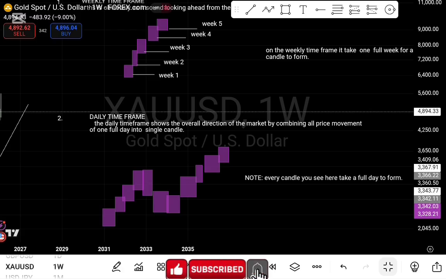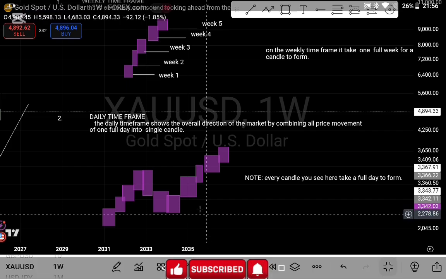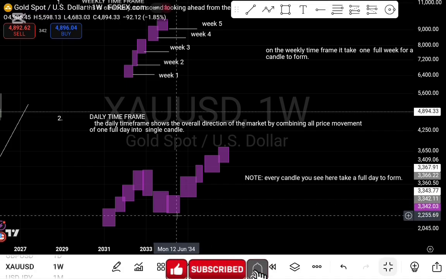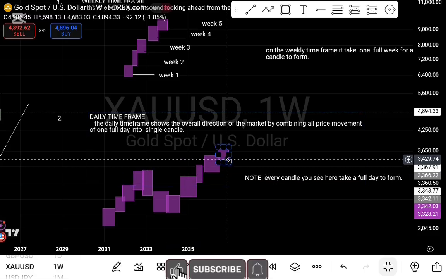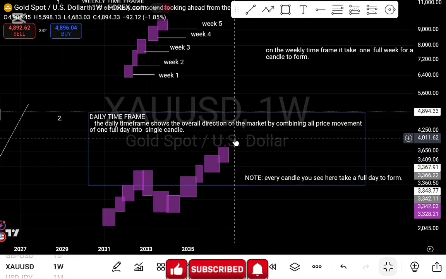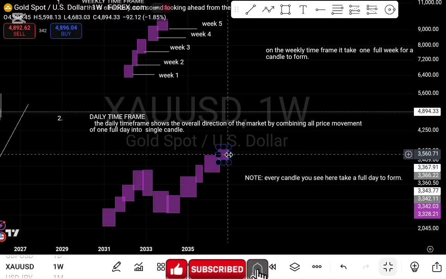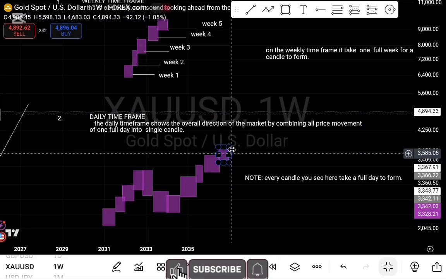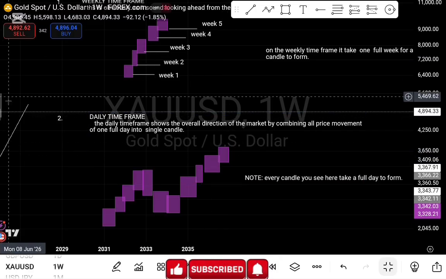I don't know if you get what I just read right now. The daily time frame shows the overall direction of the market by combining, take note of this keyword, combining all price movements of one full day into a single candle. That is, everything that happened on the charts on the full day just happened inside this one candle. The buy that happened, the sell that happened, still inside this one daily candlestick.